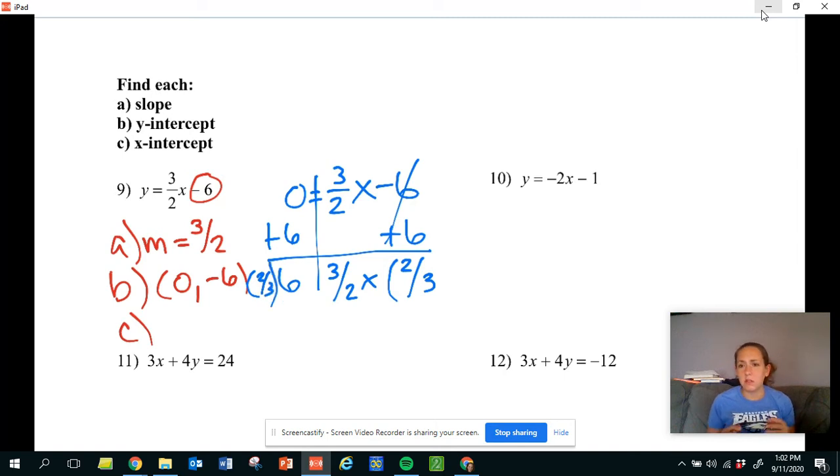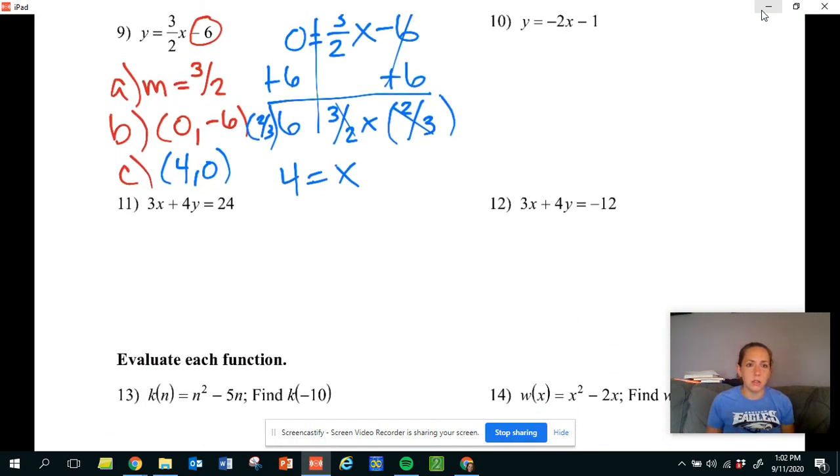If you struggle with fractions, you can totally use a scientific calculator. You could do 6 divided by 3/2, and it'll know to flip it and do everything. Just so you know. So these cancel, and that ends up being 4. So it is the point 4, 0.